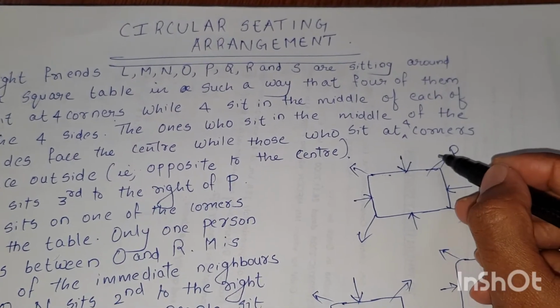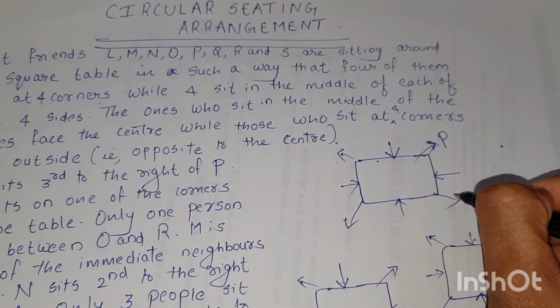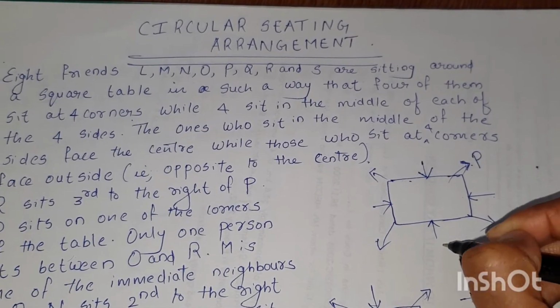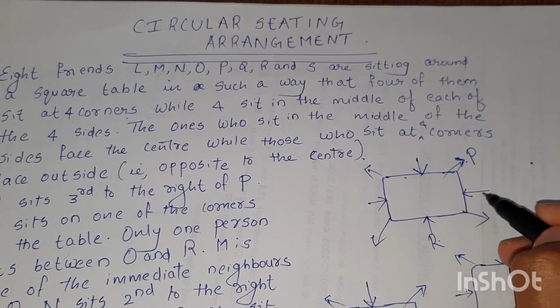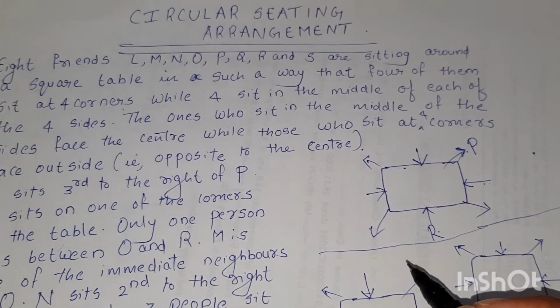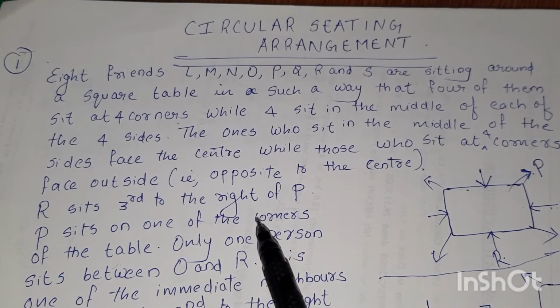So this is P facing outside. So his right is the clockwise direction, right? So third to the right of P, who is sitting? R. So R sits third to the right of P. Okay. Now P sits on one of the corners of the table, as I have told.